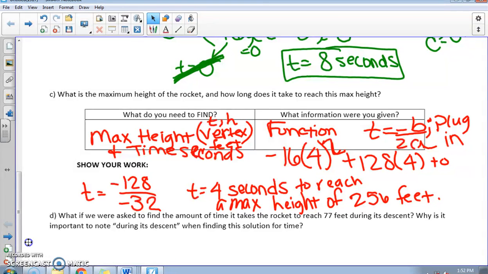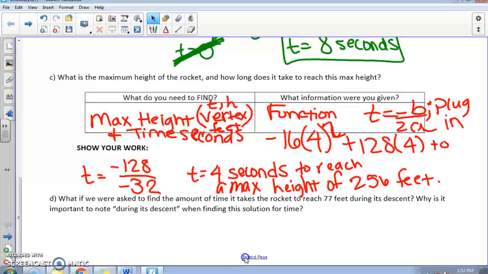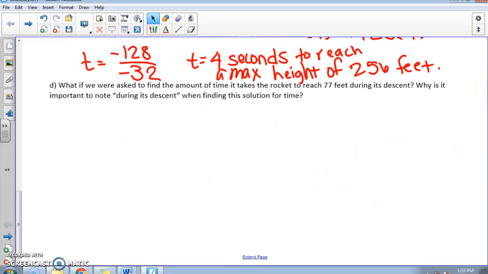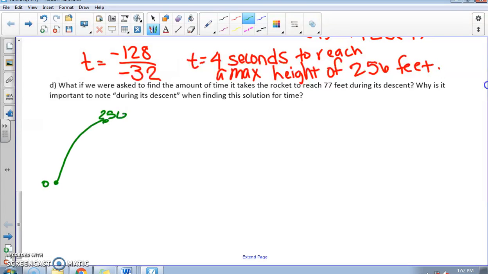Part D says, what if we were asked to find the amount of time it takes the rocket to reach 77 feet during its descent? And why is it important to note during its descent when finding the solution for time? So this rocket was off of the ground at 0. It had a max height of 256 feet, and then it reached the ground again. So this is one where it works out very nicely that the parabola is right in the middle. The x-intercepts are both possible zeros versus like having the negatives.